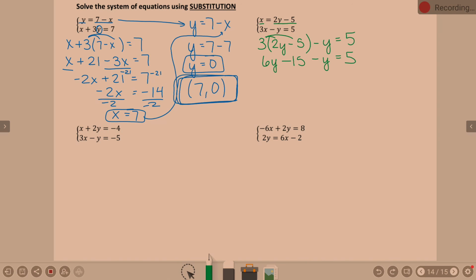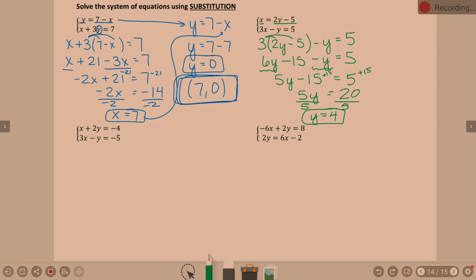These like terms are already on the same side of the equation, so don't do any opposites or anything fancy. Just what is 6y minus y? So 5y minus 15 equals 5. If it's a 5y minus 15, add 15. We're going to add 15. 5 plus 15 is 20. I'm always for no negative. If it's 5 times y, divide by 5. Y is 4.